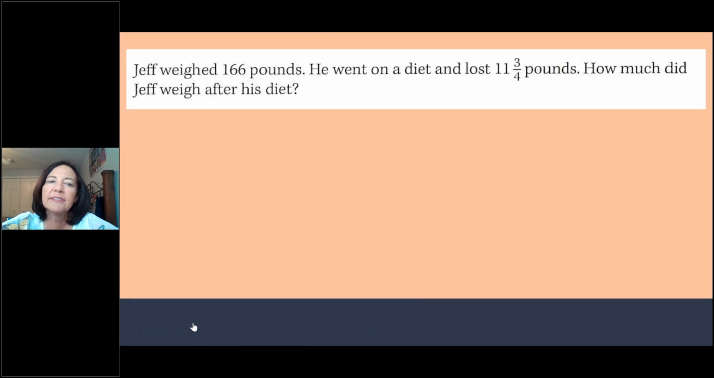Jeff weighed 166 pounds. He went on a diet and lost 11 3/4 pounds. How much did Jeff weigh after his diet?